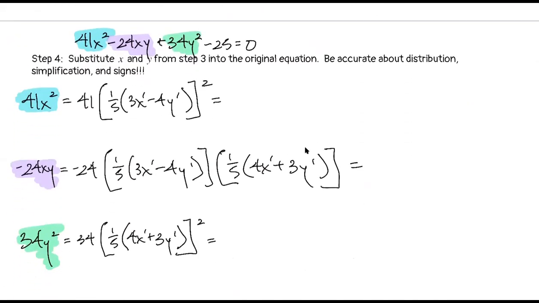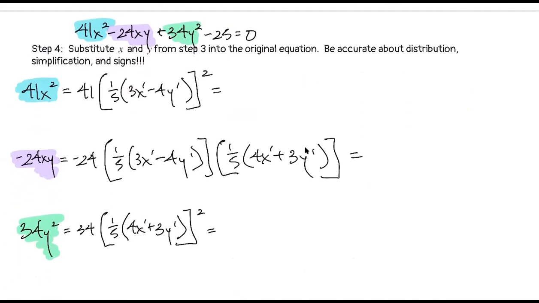And after that, we started, but we didn't get very far to plug all the different things in. Okay, so everywhere we saw an X, we were putting this 3x prime minus 4y prime times 1/5. Everywhere we saw the Y, we were putting in that 1/5 4x prime plus 3y prime. Okay, so we're just making appropriate substitutions.